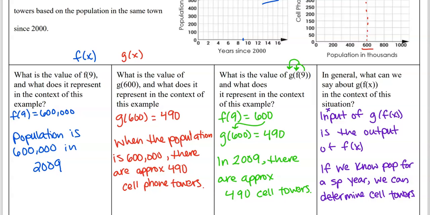Remember, input is X and output is Y. So that's what matches. The output from my F function equals the input of my G function. My Y's are population, and then my X's become population.